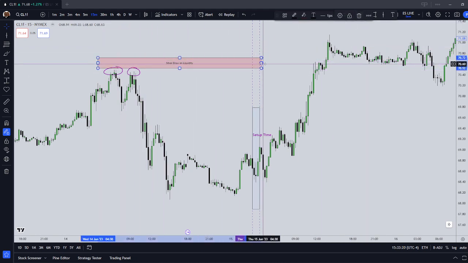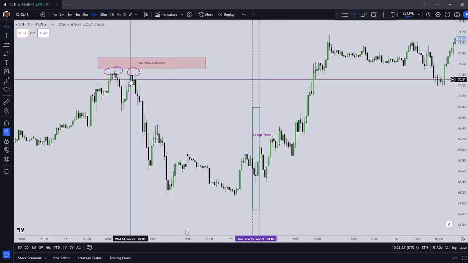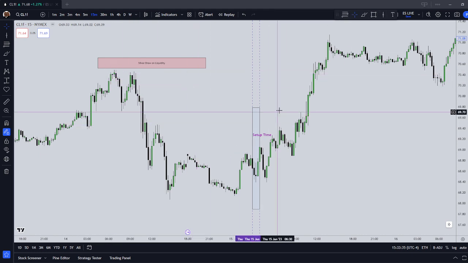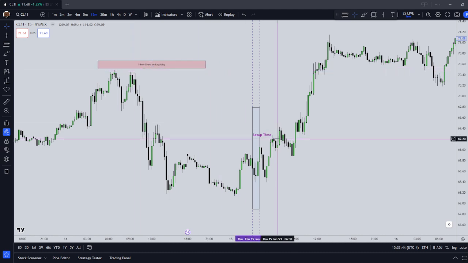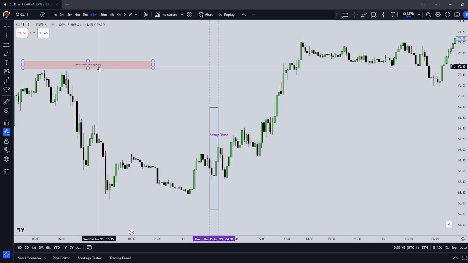So that's the second part that we identify. We identify a draw on liquidity. Now, this doesn't necessarily mean that price is always going to make it to the draw on liquidity, but it's going to draw to it, meaning it's going to be attracted to it. Now, a lot of the times you are going to find that it will deliver, in fact, but not every time. Okay? So the first thing that we do is we want to identify the setup time, and then we want to identify liquidity that we think that price is going to target.